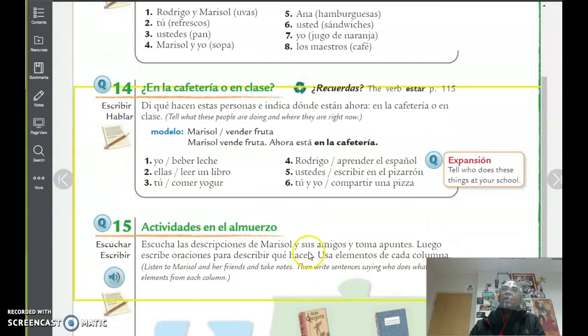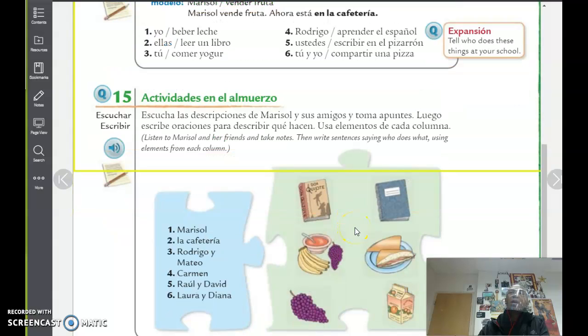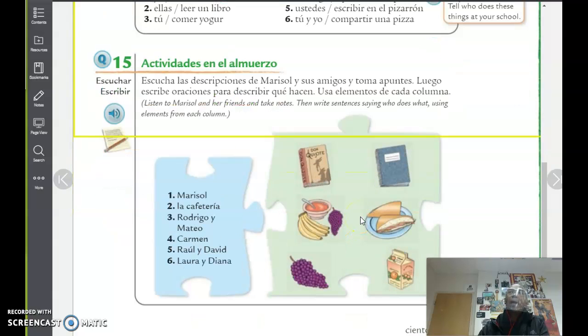Activity 15, you're going to look at these places. What you do is listen to Marisol. Here you're going to have to listen to Marisol and her friends and take notes. Then write sentences saying who does what, using elements from each column. So right here you have these columns that you have to match up, who's doing what. Okay, but you have to listen to it first to be able to create the sentences. Okay, so that's what you have to do today.